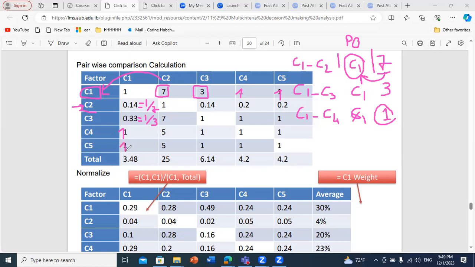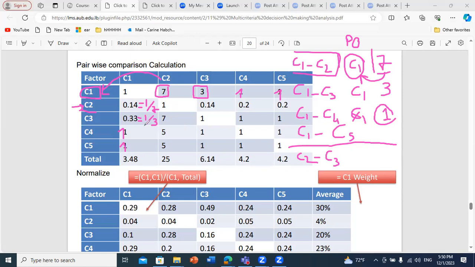So the way to ask questions in an orderly way is to compare first C1 to all alternatives, meaning C1 versus C2, C1 versus C3, C1 versus C4, and now C1 versus C5. I am done with C1. I move now to C2. Since already I compared C2 with C1, I will not repeat the question.